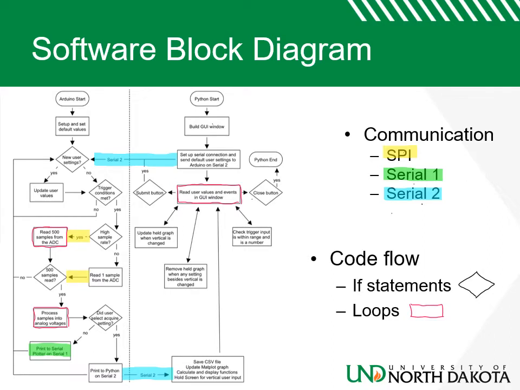You can see the SPI communication lines in yellow, the serial 1 communication line to the live oscilloscope data on the serial plotter in green, and the serial 2 communication between Python on the computer and Arduino code on the Teensy to pass user settings and capture data back and forth. There are some code flow important details that I'll address a little bit later. You can see we're minimizing the loops within the Arduino code and using mostly if statements.